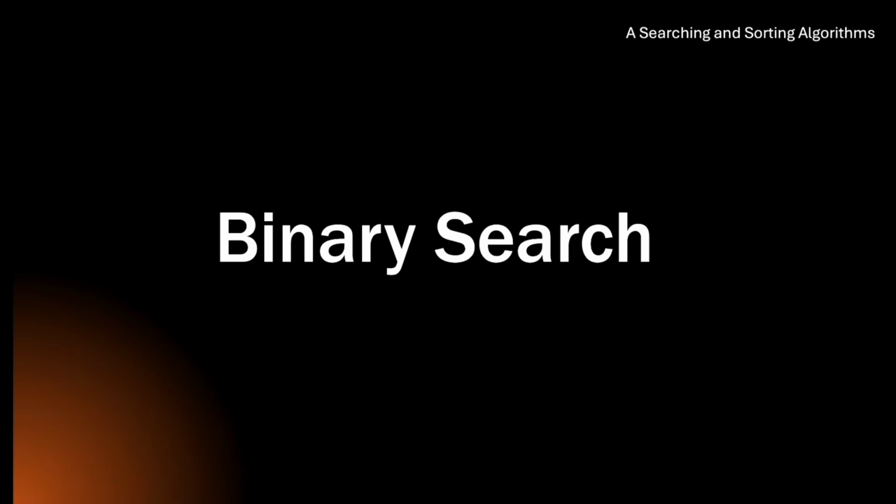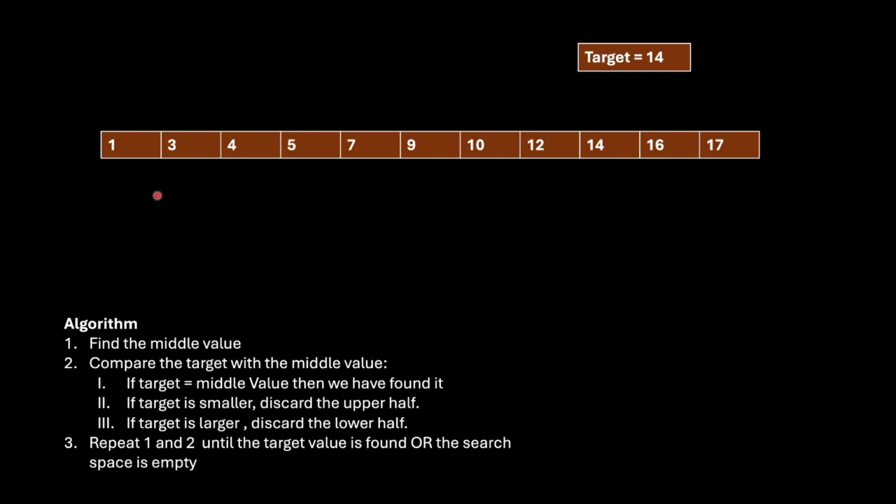Let's talk about binary search. So I have an array here, and my goal is to find the position of the number 14 in this array. I also want you to notice that this array is sorted, and that's actually quite important because binary search can only be performed on arrays that have been sorted.